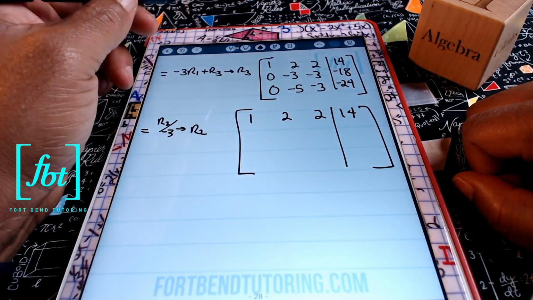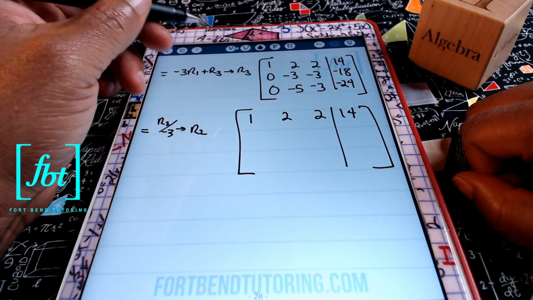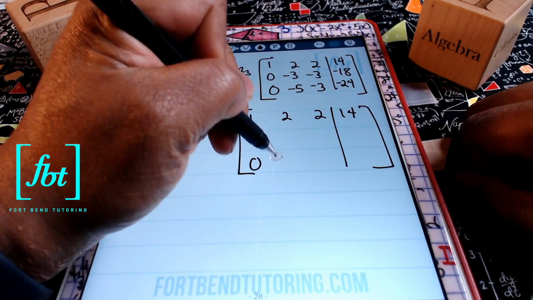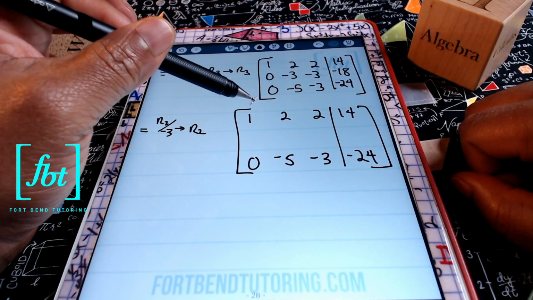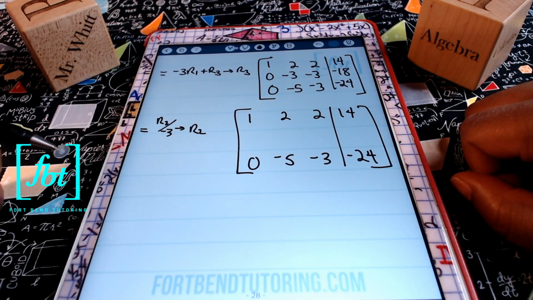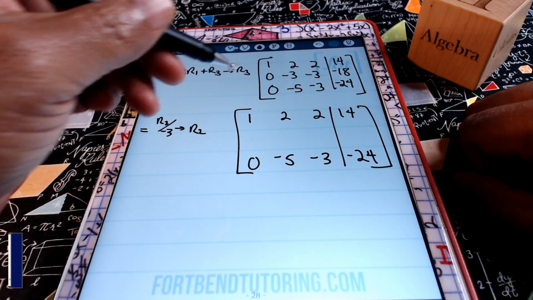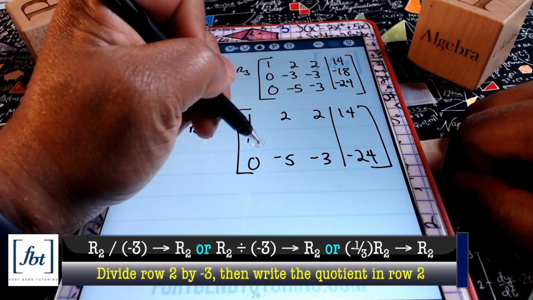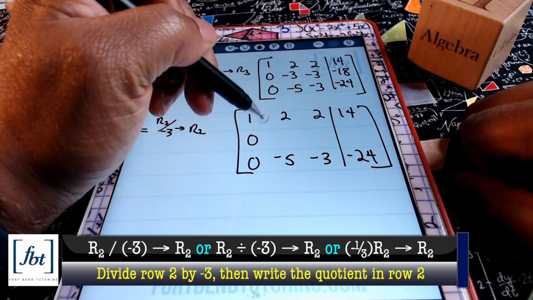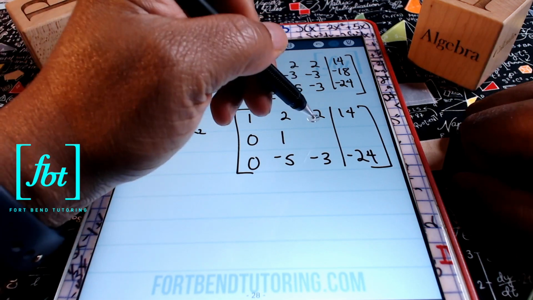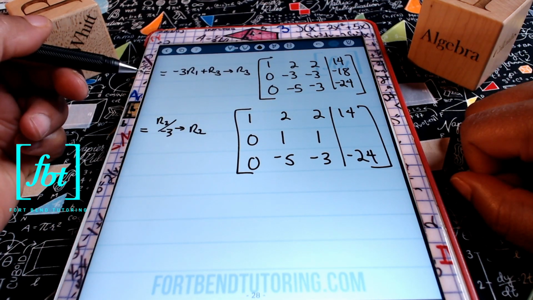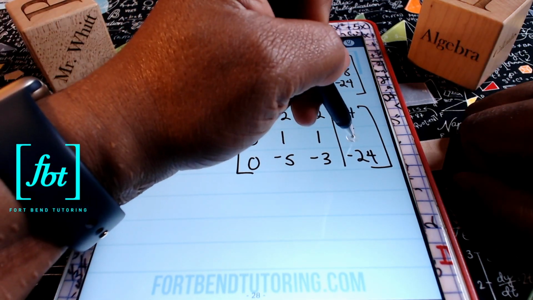So we'll bring down the 1, 2, 2, 14. The third row is 0, -5, -3, and -24. And then for the second row, just divide each and every element by -3. 0 divided by -3 gives you 0. -3 divided by -3 is 1. Then -3 divided by -3 also gives you 1. And -18 divided by -3 is 6.